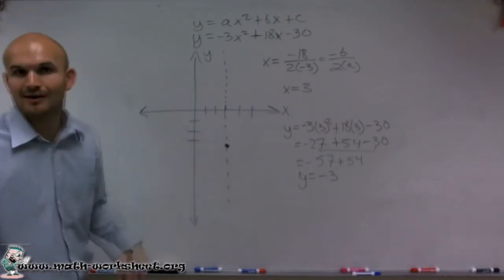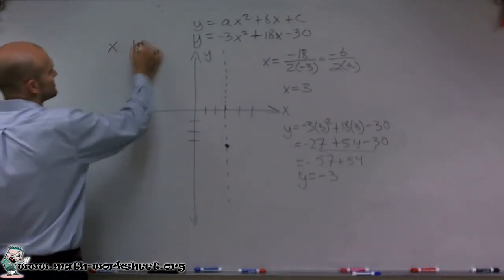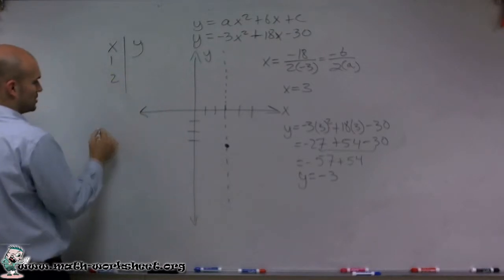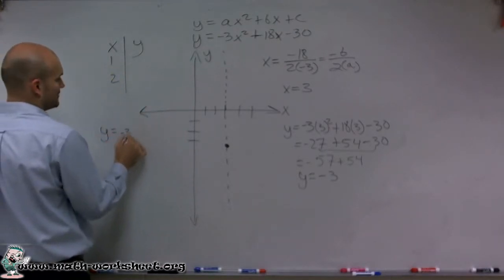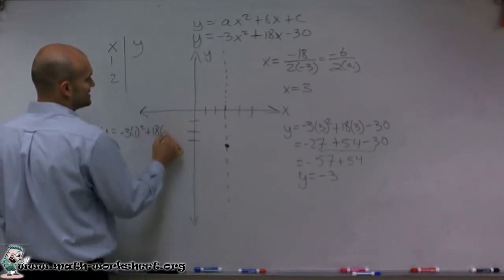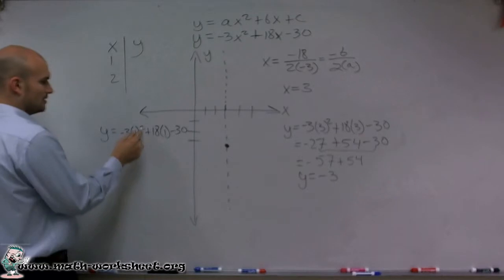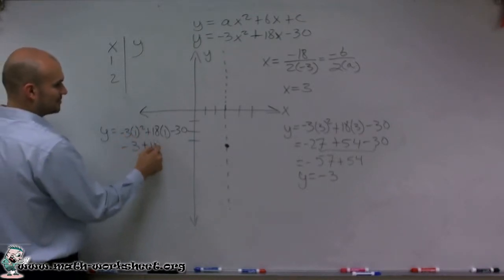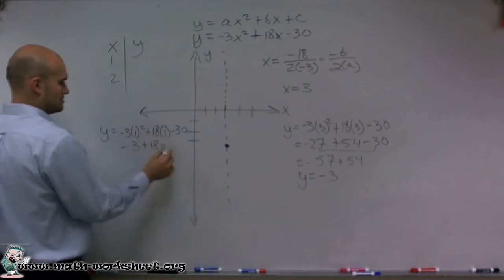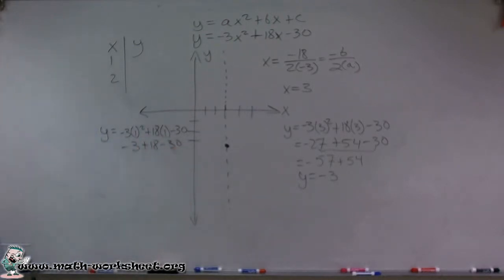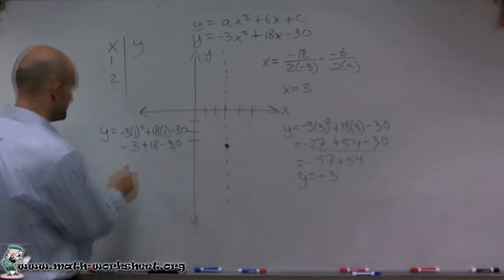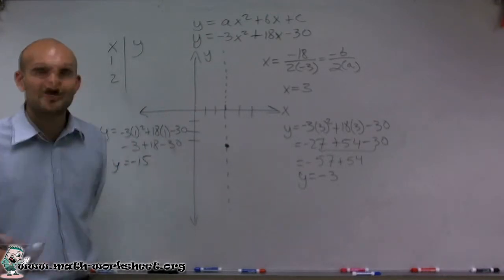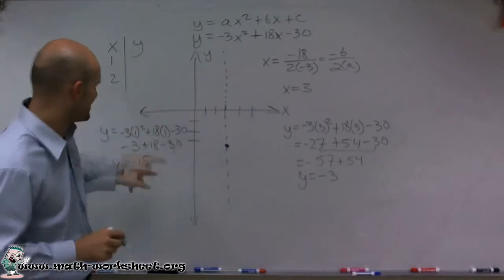So let's pick 1 and 2. Seems all right. So I'm going to say x, y, and let's determine what 1 and 2 are. So y equals negative 3 times 1 squared plus 18 times 1 minus 30. Well, that becomes negative 3 plus 18 minus 30. So I get y equals negative 15. I worked the problem a little bit before, so I was wondering what that answer was again. All right, so yeah, y equals negative 15.